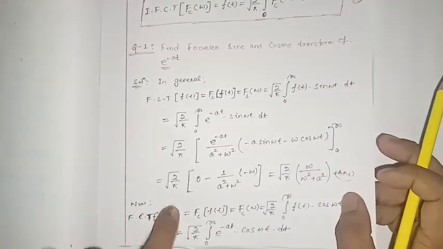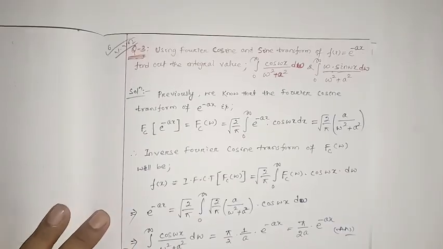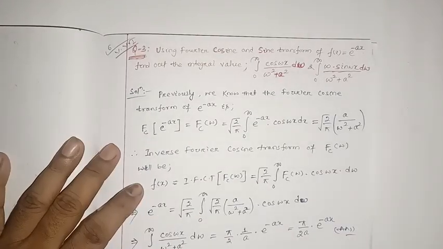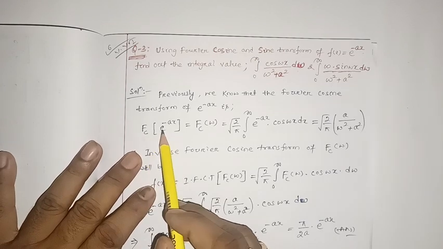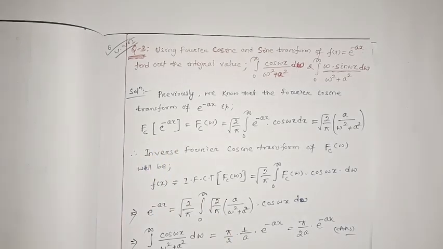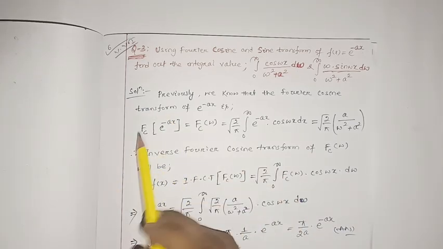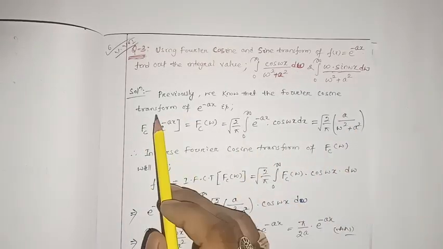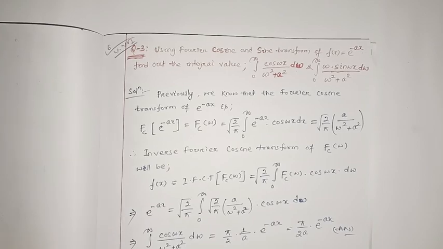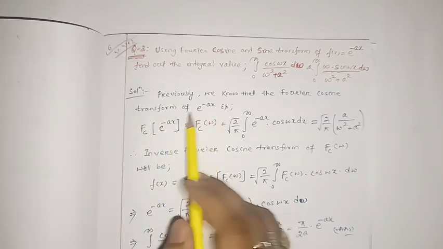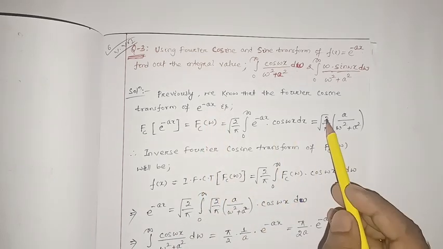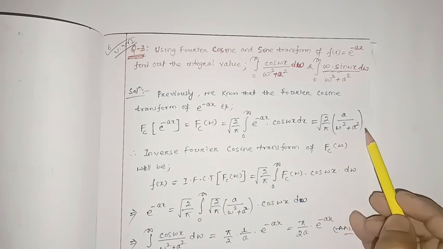What we have done here, this much derivation you have to do, otherwise you are not going to get the 6 marks. So you have to derive the Fourier cosine transform of e^(-ax), as we derived in question number 1. You have to derive it, then write it. As I derived in question number 1, the Fourier cosine transform of e^(-ax) is root of 2/π times a/(ω² + a²).